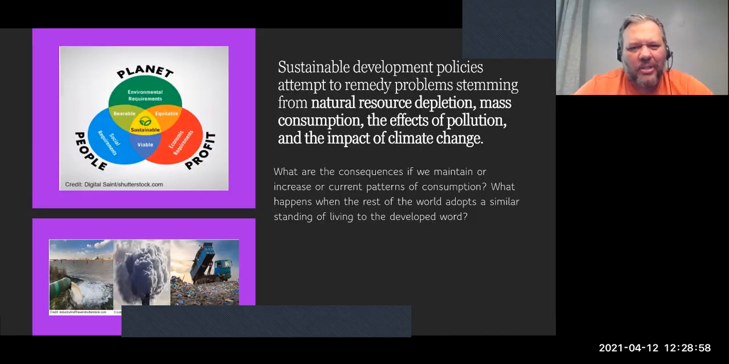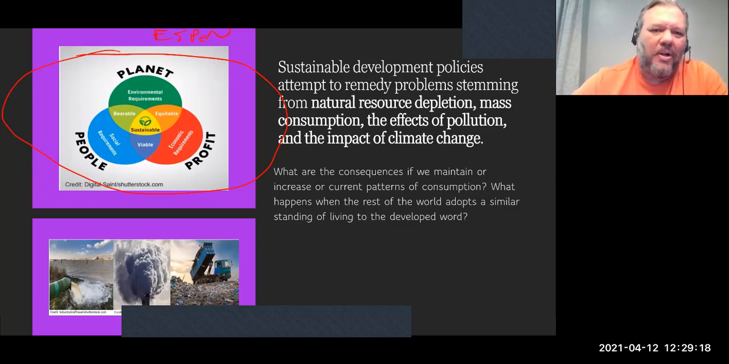So when we look at sustainable development, this is the idea of the things that we're faced with. And again, we're looking at it with this ESPN thing: the economic, social, political, and environmental. I guess that's an EN there. If we look at this, we've got three big factors, a little Venn diagram here, with some of the environmental requirements to being sustainable, some of the social requirements, and economic requirements.